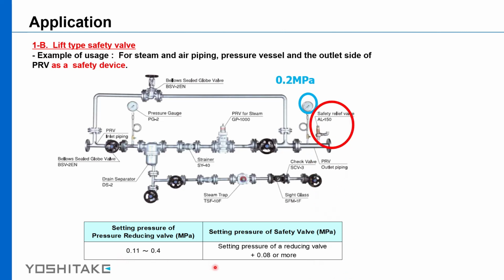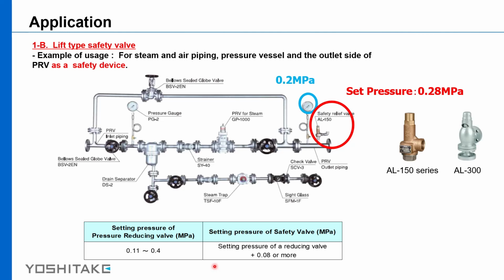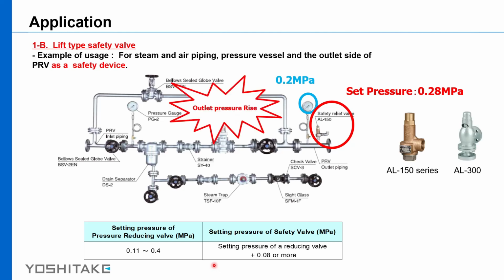So the setting pressure of the safety relief valve is 0.28 megapascal. Suppose that the pressure reducing valve malfunctions and the secondary pressure rises to 0.28 megapascal. When that happens, the safety valve operates and acts as an alarm.